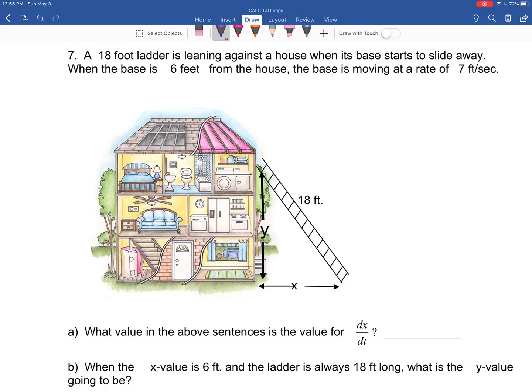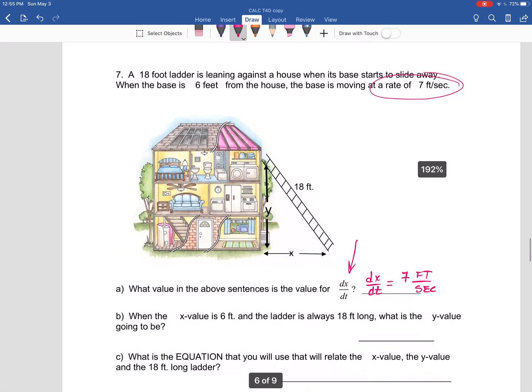Okay, part A. What value in the above sentence is a value for dx dt? First of all, dx dt, that's a rate. What's the only number up here in the sentences that is a rate? Boom, right there, you got it. dx dt is 7 feet per second. Okay, nice.